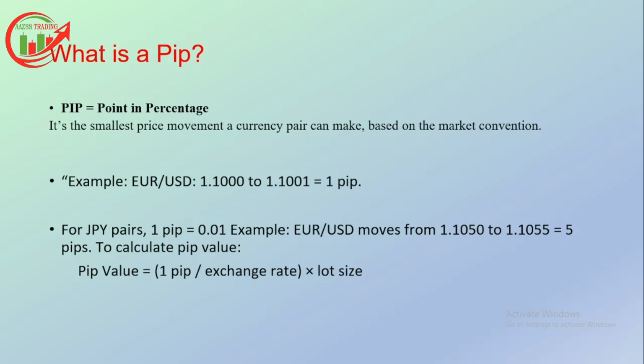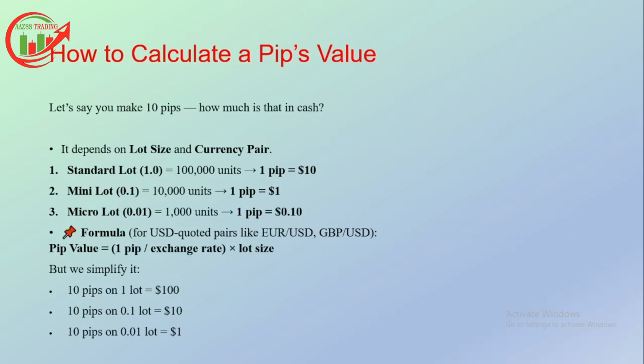For example, EUR/USD moves from 1.1050 to 1.1055. That's a 5 pip movement, right? To calculate pip value, it is 1 pip over the exchange rate multiplied by the lot size. Don't worry, we'll deal with that as we move on. You don't really need much of that calculation.